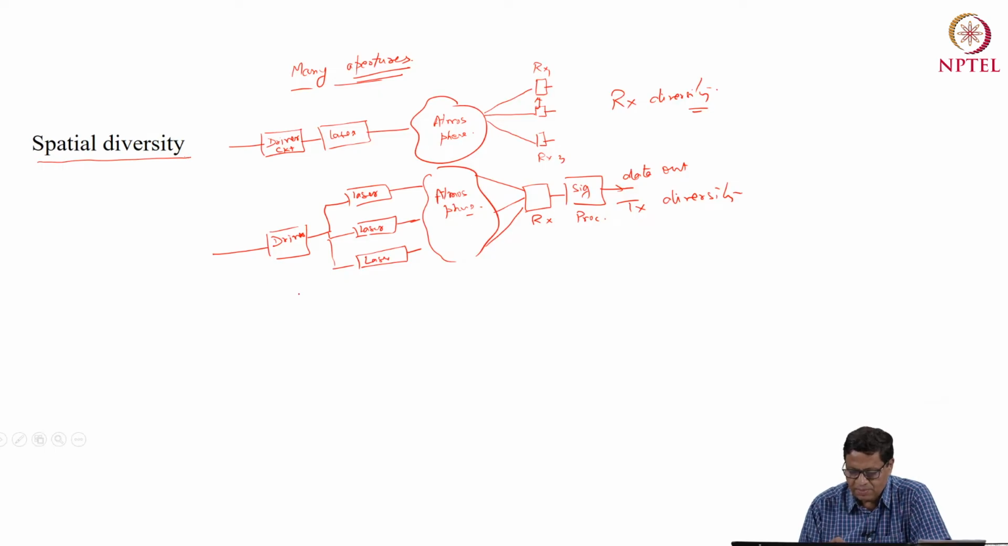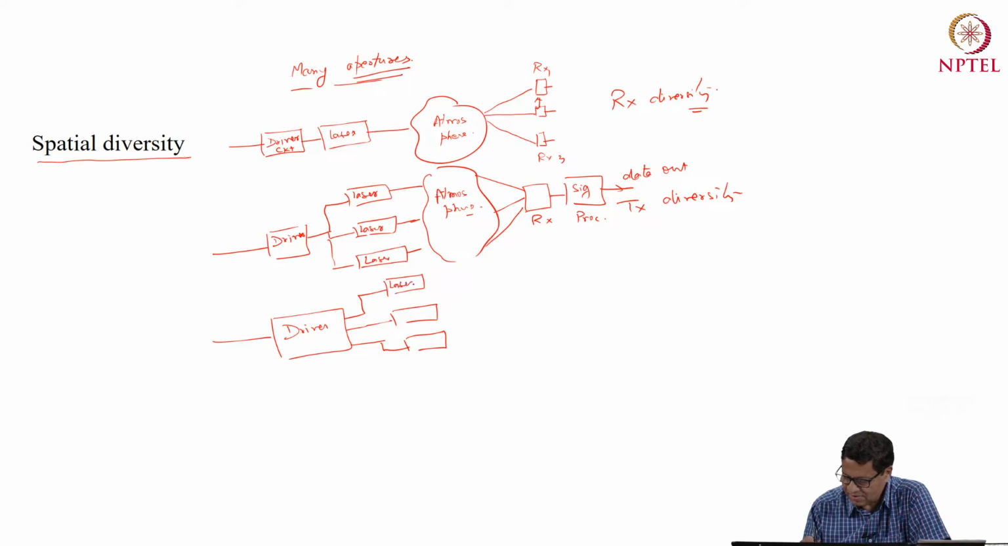And the third option can be, we can have a multiple input and multiple output, which means there are many transmitters and there are many receivers. So it will be something like this. This is your driver circuitry, laser driver, and then you have multiple transmitters. Here I am showing 3. So this is laser 1, laser 2, laser 3. And then you have the atmosphere here.